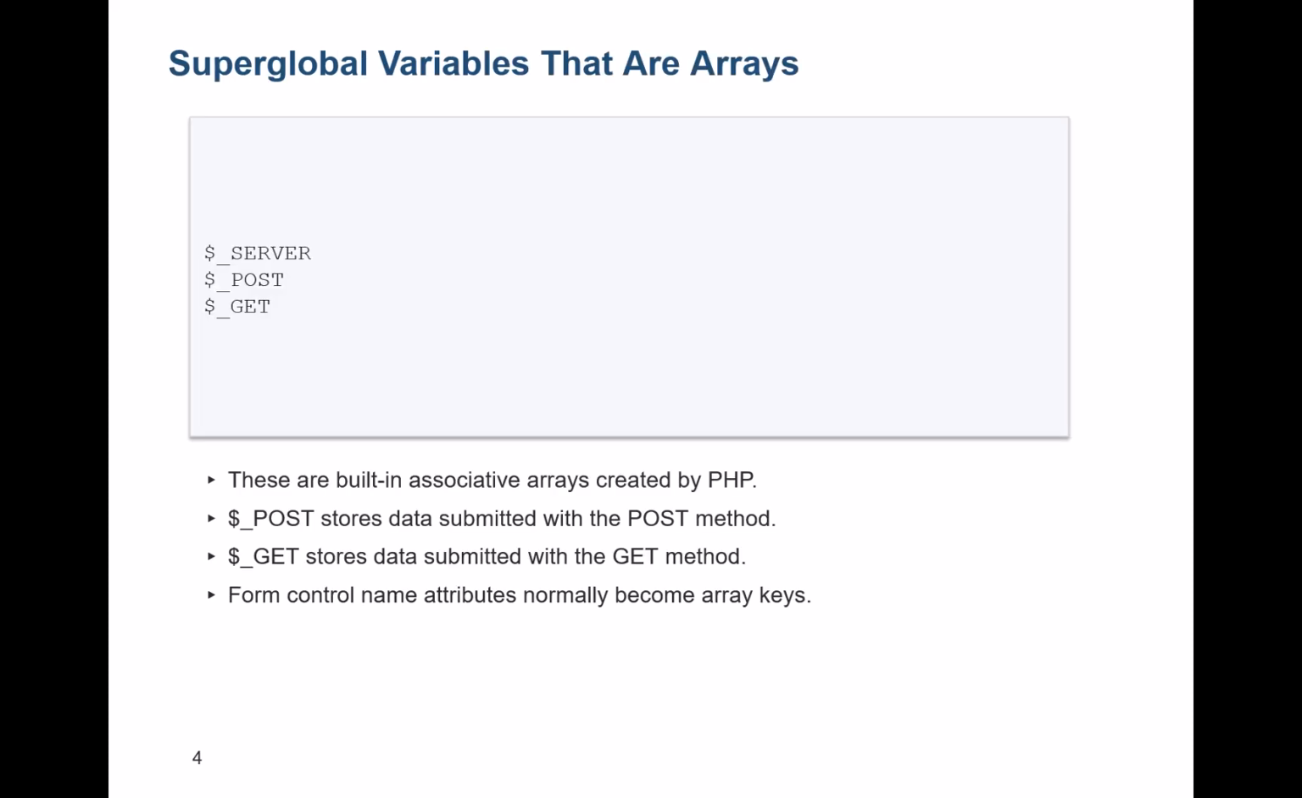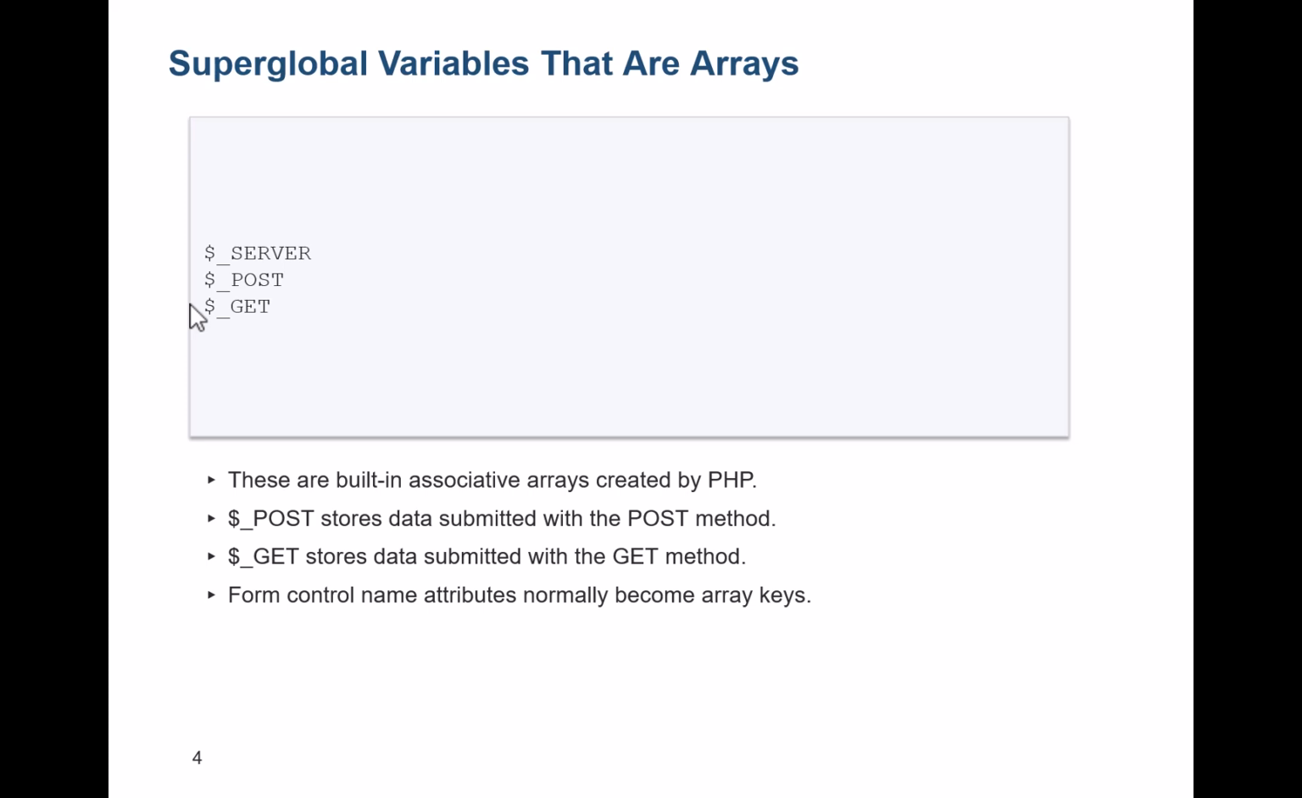PHP provides several built-in variables called superglobals. Some of the superglobals we have already used are $_SERVER, $_POST, $_GET. These variables are associative arrays automatically created by PHP. The POST array contains information submitted through a form that uses the POST method. The GET array contains information submitted through the GET method. The SERVER array contains information about the server, the current request, and the environment in which the PHP script is running.